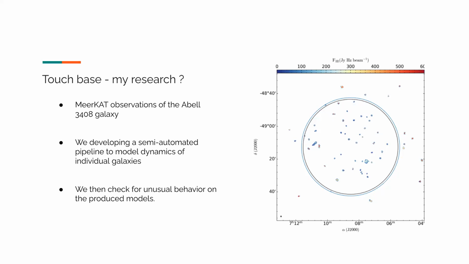So what I'm showing here is just a map of the Abell 348 observed with MeerKAT. It sees in radio wavelengths. This is the array, and the color bar shows the units of the flux in HI, Jansky per beam, of this galaxy cluster.